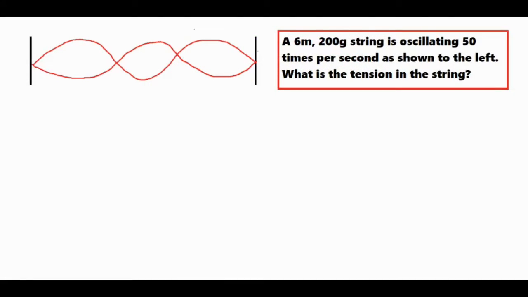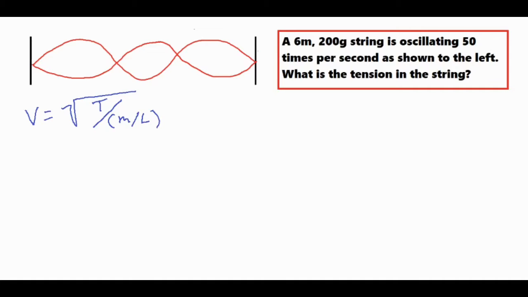In this video, we're going to be taking a look at an oscillating string that creates a standing wave pattern, as shown to the left over here. And we have a 6 meter, 200 gram string that's oscillating 50 times per second. And we're going to find the force of tension in the string. So what we're going to do is definitely use a formula: velocity equals the square root of tension divided by the mass divided by the length.